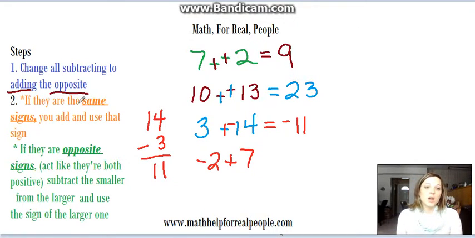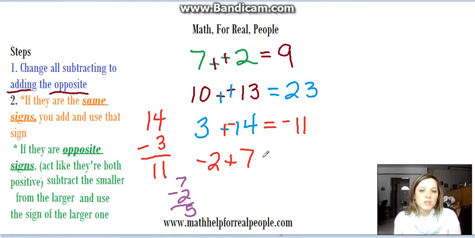Decide on step 2. Are they the same signs? No. So they're opposite signs. You act like they're both positive, subtract the smaller from the larger. So 7 subtract 2, that's going to give you what? Yes, 5, because I already wrote it down. So that'll give you 5. You use the sign of the bigger one, which was the positive 7, you're done.